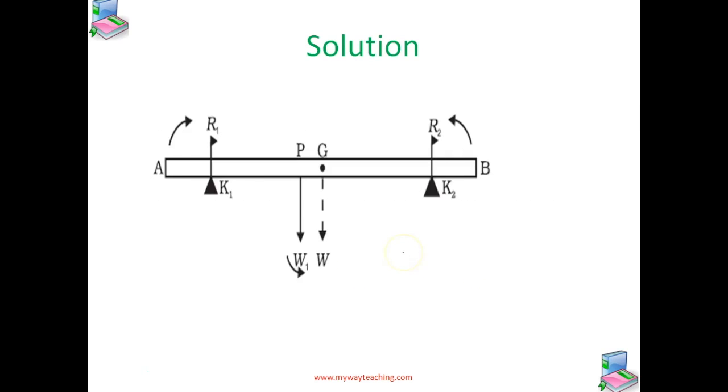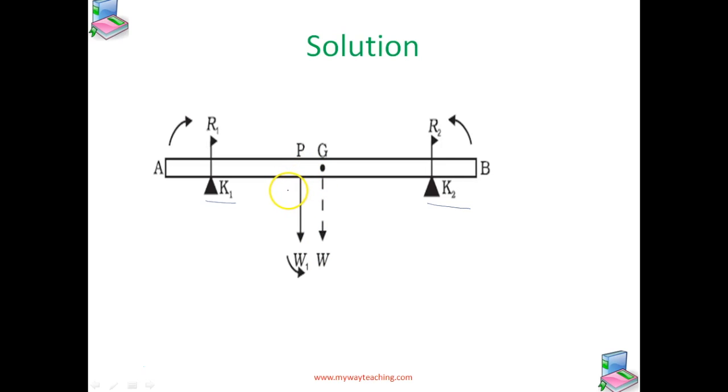Okay, so now try to understand the question, then we can find what they're asking. They're asking us to find out the reactions, that is R1 and R2, isn't it? Yes. So this figure shows the rod AB. The positions of the knife edges are given by K1 and K2. The center of gravity of the rod is G. The weight is acting here and the suspended load at point P.